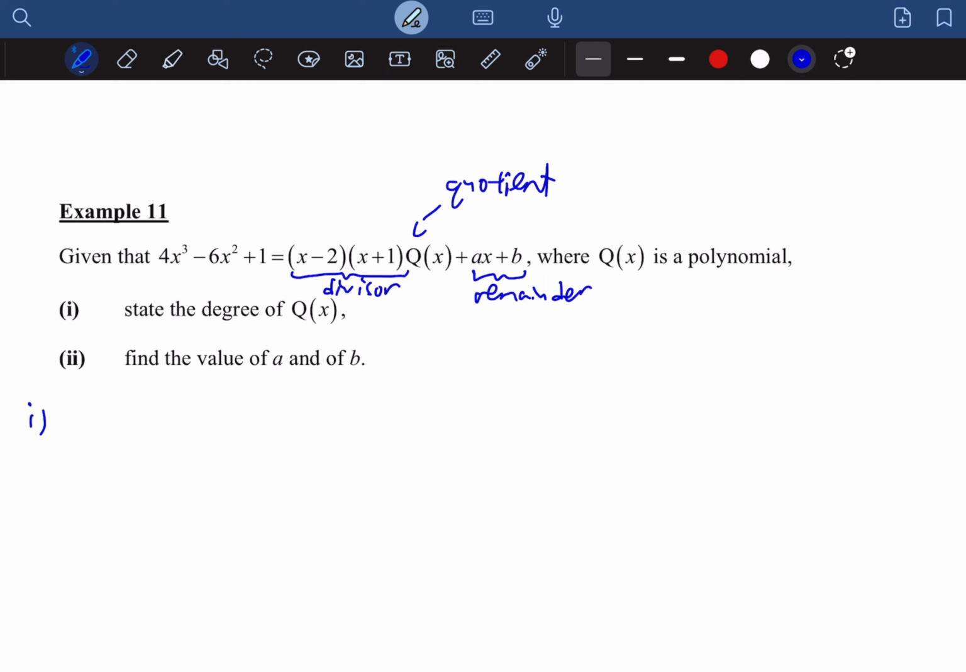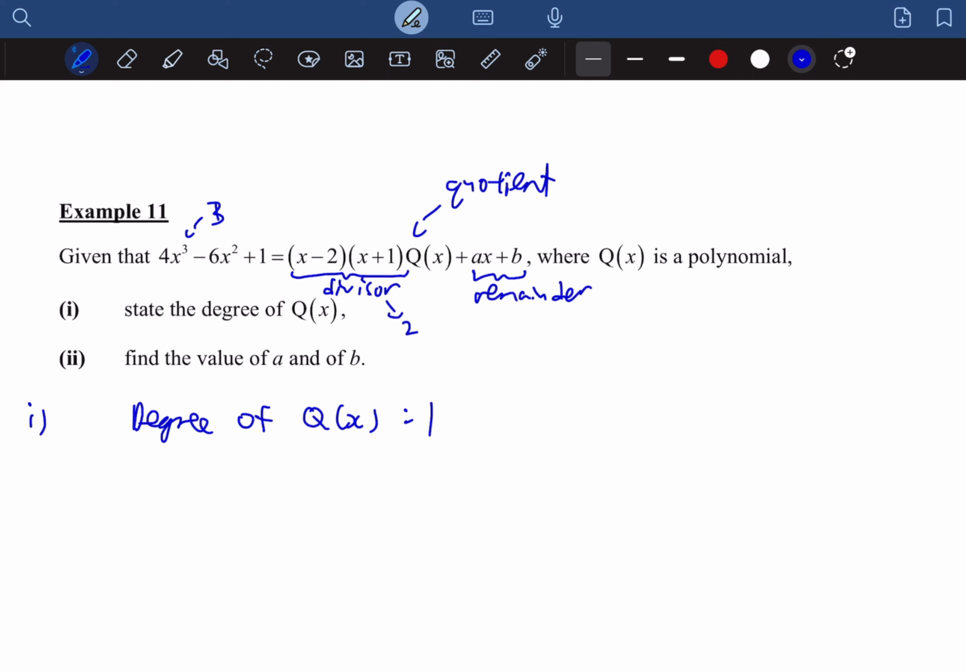So over here, we are asked to state the degree of the quotient. If we take quotient times divisor, we get the degree of the polynomial, which is the dividend. The divisor degree is 2. Our quotient degree is 1. So our dividend degree is 3. It's 3, sorry, not 1, 3. So our degree of quotient will be just 1.